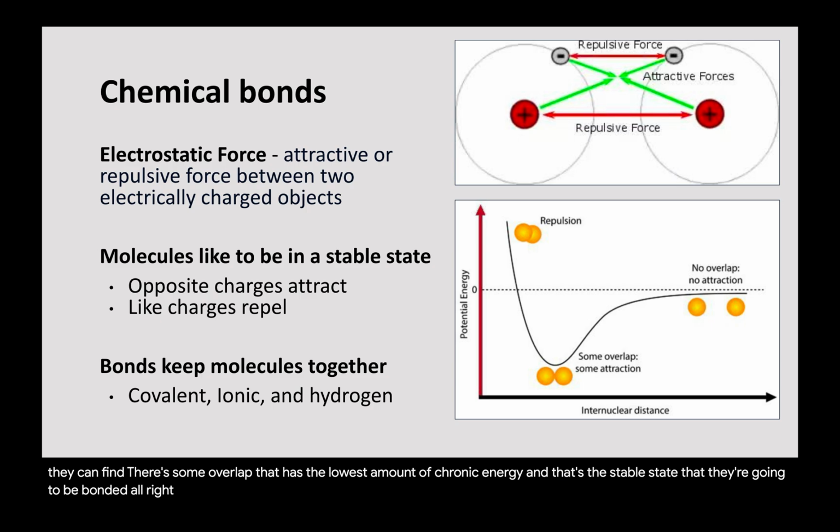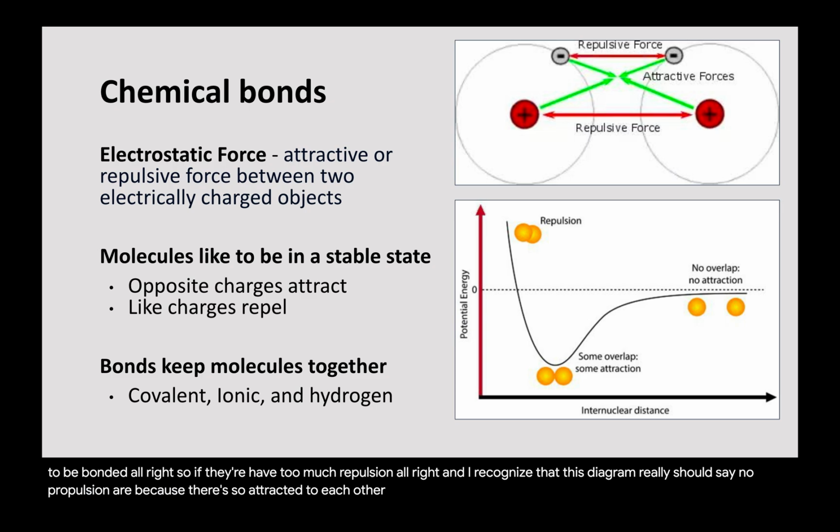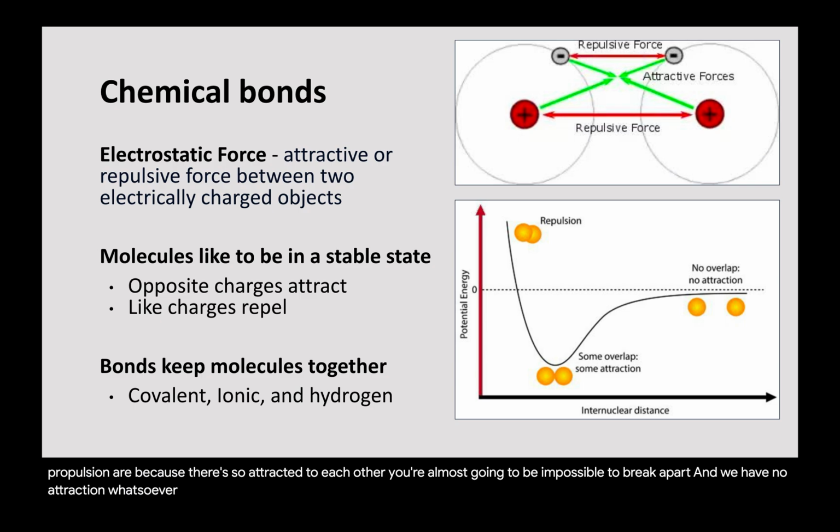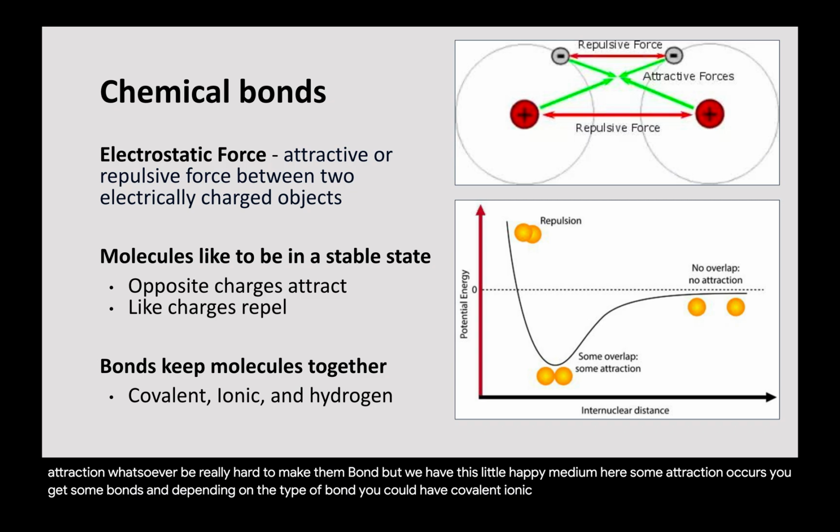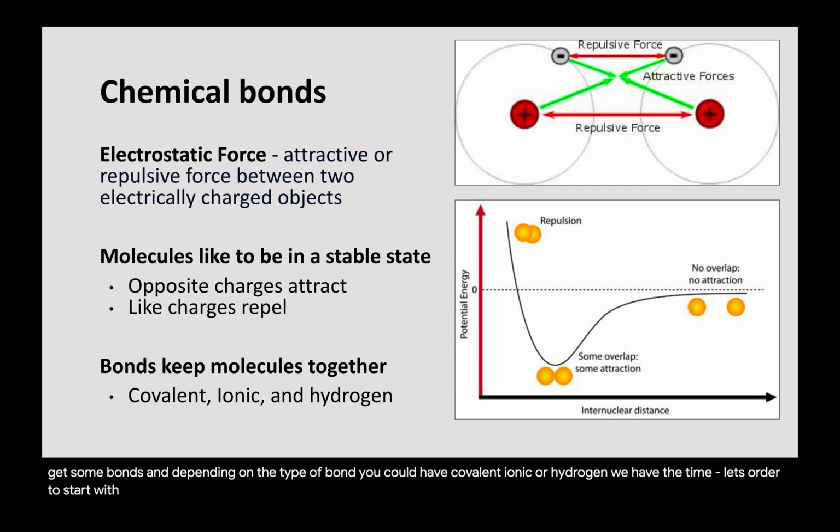All right? So if they have too much attraction, and I recognize that this diagram really should say no repulsion there because they're so attracted to each other, they're almost going to be impossible to break apart, right? On the opposite end, we have no attraction whatsoever. It's going to be really hard to make them bond. But we have this little happy medium here. Some attraction occurs, we get some bonds, and depending on the type of bond, we could have covalent, ionic, or hydrogen.